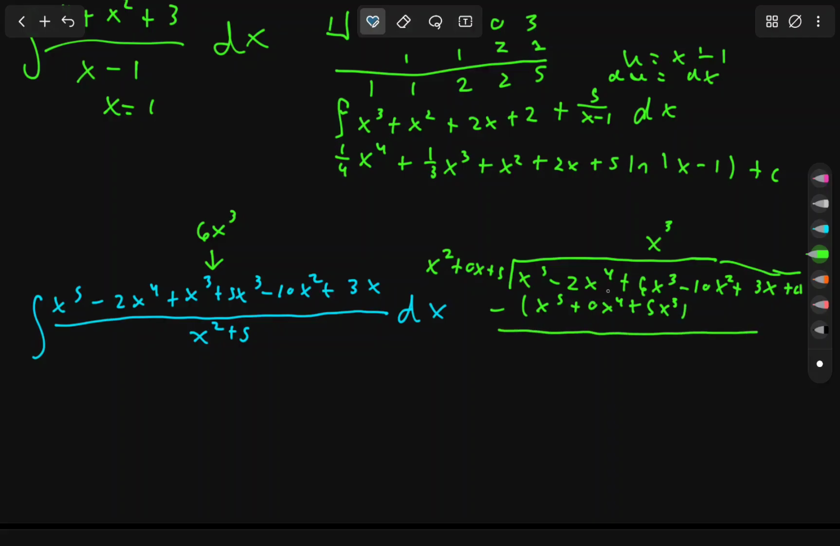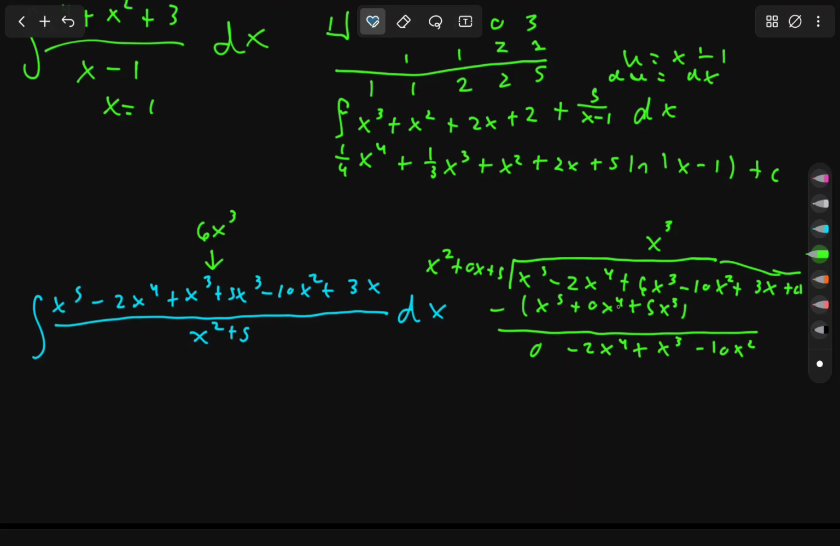And we're subtracting this off, so to start out, this x to the fifth and that x to the fifth will cancel. Whenever we subtract them, we get 0. Then we get negative 2x to the fourth minus 0x to the fourth, so we get negative 2x to the fourth. Alright, now we have 6x cubed minus 5x cubed, which becomes just x cubed. Now we're going to just drop down this term right here, which is the 10x squared.